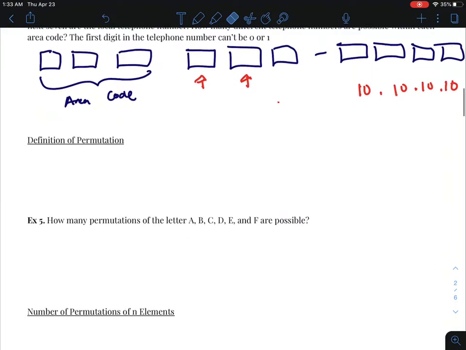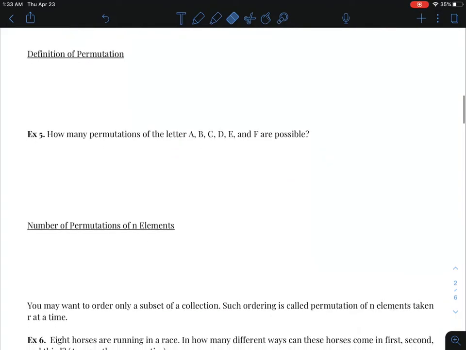We're going to go into permutations, and then I'll make another video on combinations, and that will finish up everything in this section. So let's get started with this.